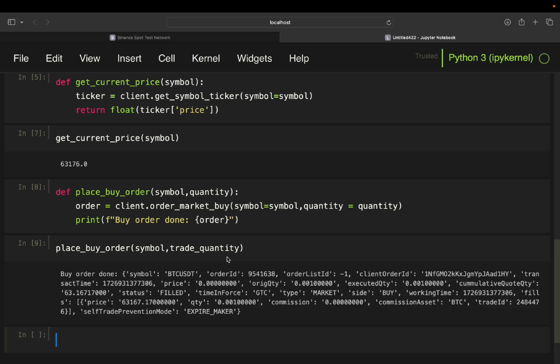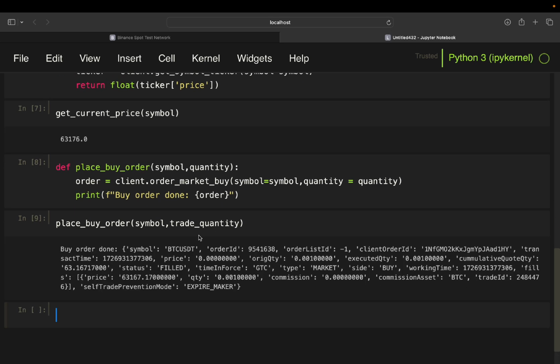So if we place that, we are getting buy order done, then symbol BTC USDT, and then you see status filled, you get the price where this order was executed for, then the quantity, and also you're getting the USDT equivalent. So you bought for 63 USDT. And if you pull your balance now, you should have 0.001 more Bitcoin in your balance.